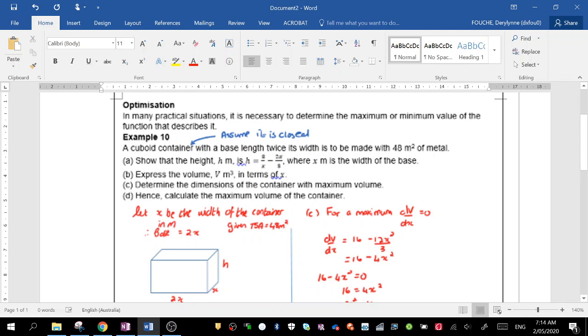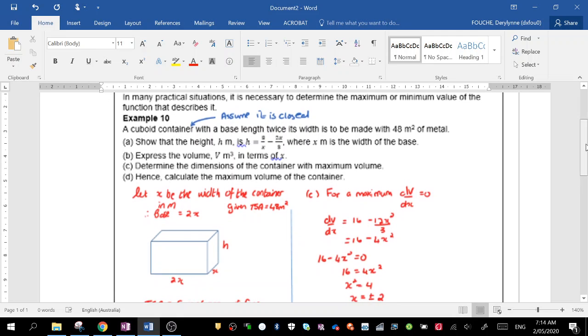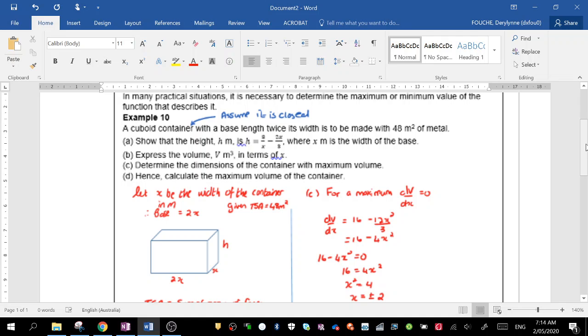Usually you'll have to define an equation, define side lengths, or define various dimensions, and you're probably going to have more than one variable. They will usually give you sufficient information to be able to rewrite the value of one of your unknowns in terms of the other unknown, so that you can take a derivative and maximize or minimize the problem.